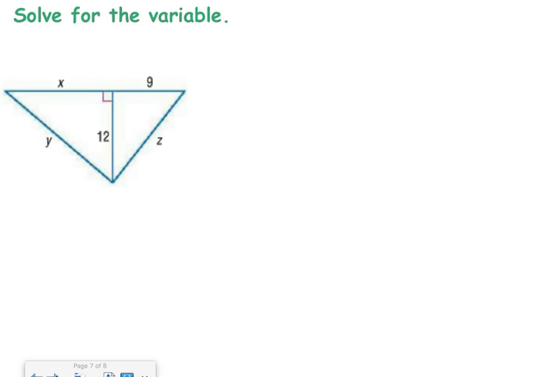Okay, what variable do you guys want to start with? X? I'm feeling 12. On our math homework, we just used the Pythagorean theorem. No Pythagorean theorem until I tell you you can. You can use the Pythagorean theorem to check to see if you're right.